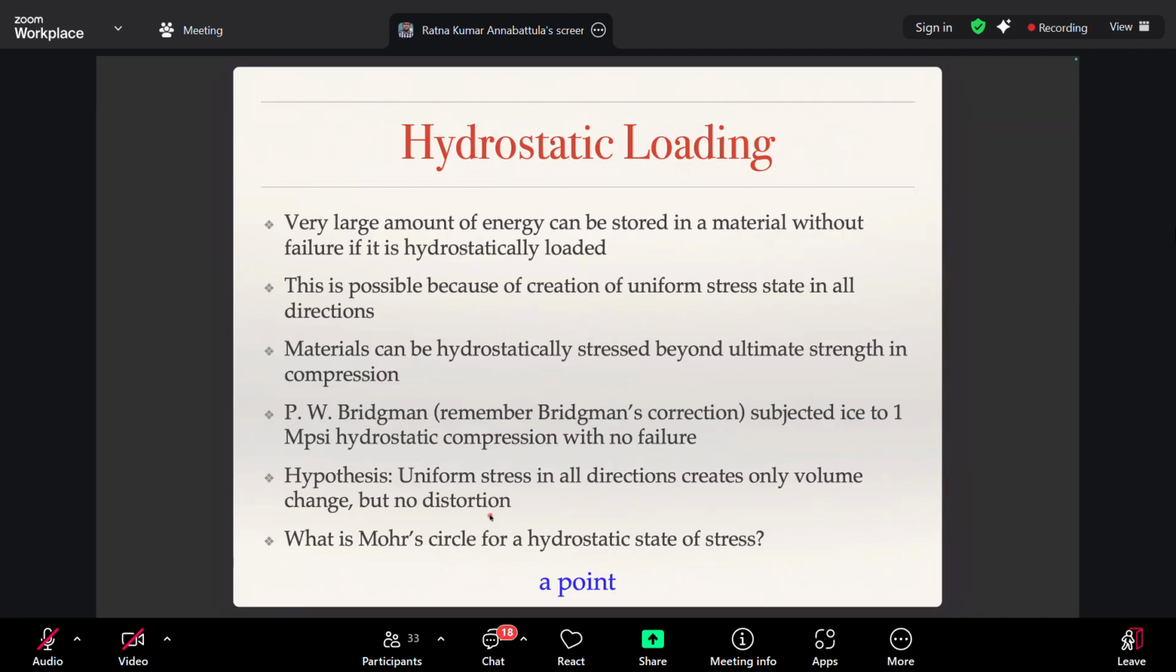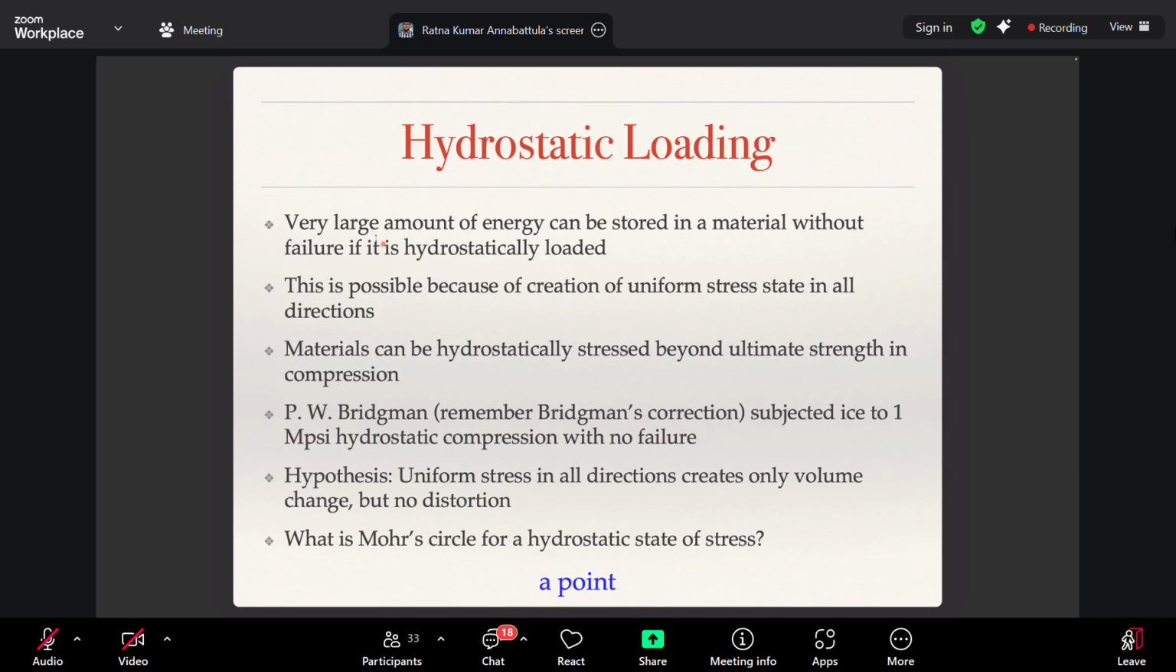There were some experiments done by Bridgman. What he said was the following. Whenever you deform a material hydrostatically, what do we mean by hydrostatically? Apply the same stress in all three coordinate directions. Then the material will not change its shape, but it will change its volume. Let us say you are doing hydrostatic compression, that means in all three directions you are applying the same stress. Then a sphere remains a sphere. It will not change its shape, but it changes its volume.